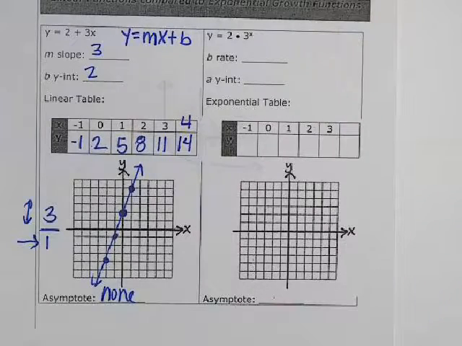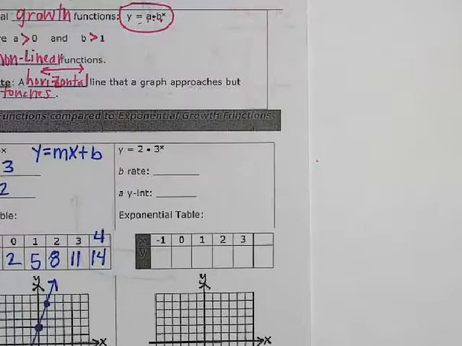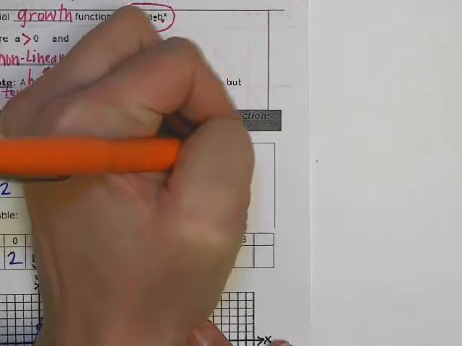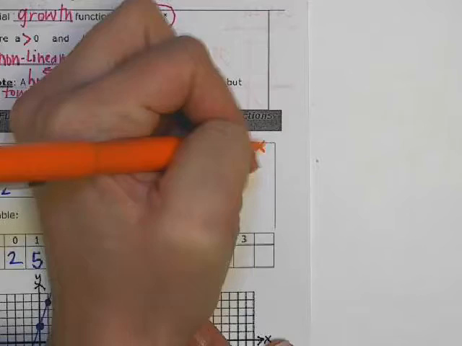Okay, now we're going to do exponential. Okay, y equals 2 times 3 to the x power. I want you to go ahead and write your new equation. Y equals a times b to the x.